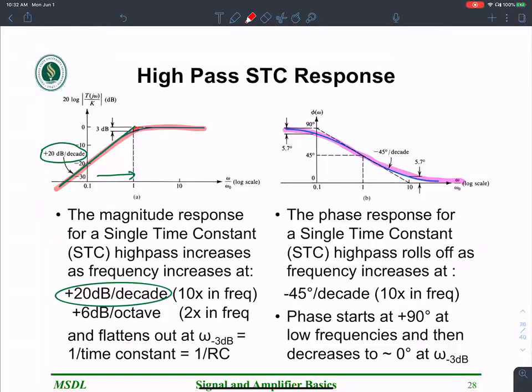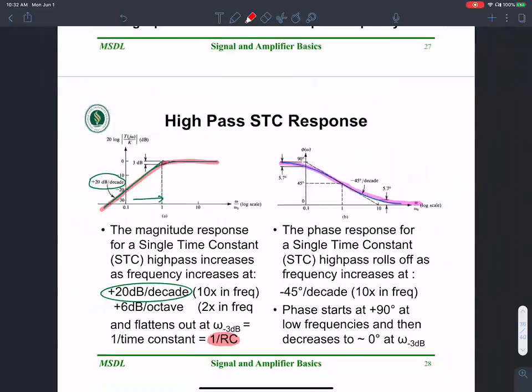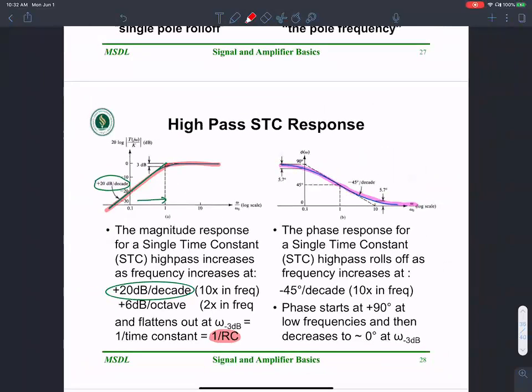And this number 1 over RC is an important number. That gives us the time constant, that gives us the pole frequency, that gives us the omega 3 dB frequency.